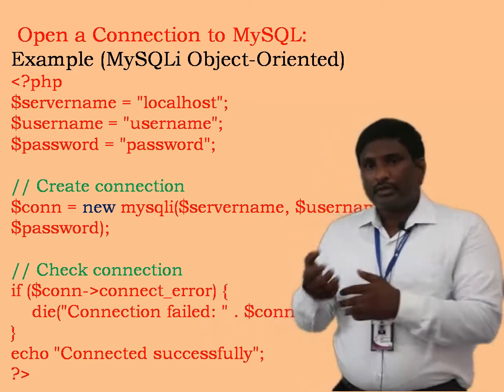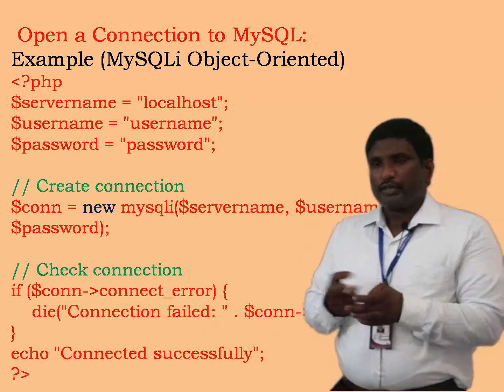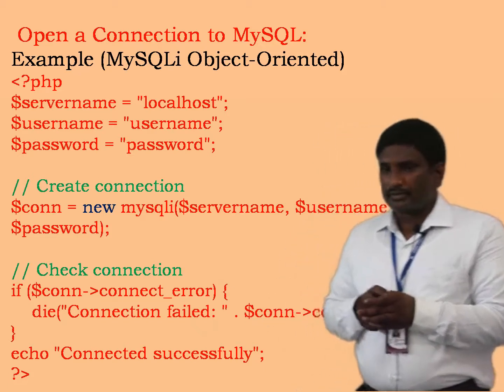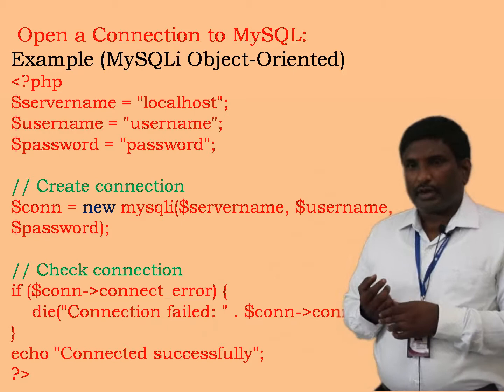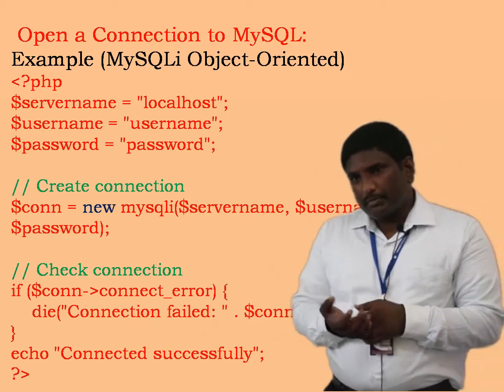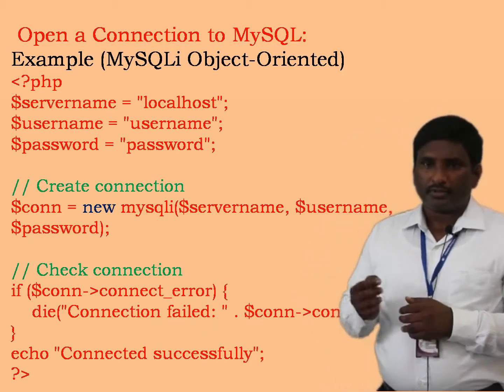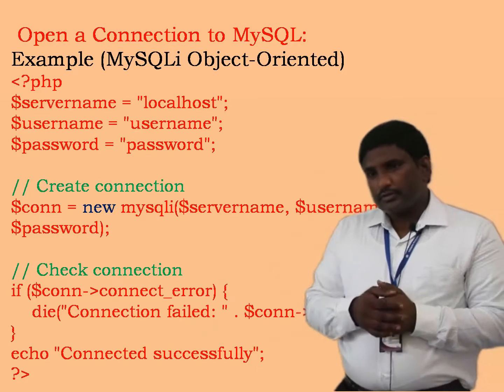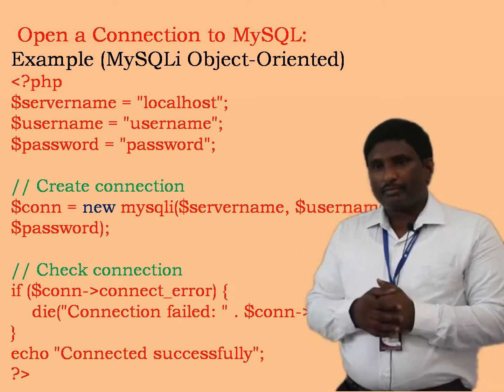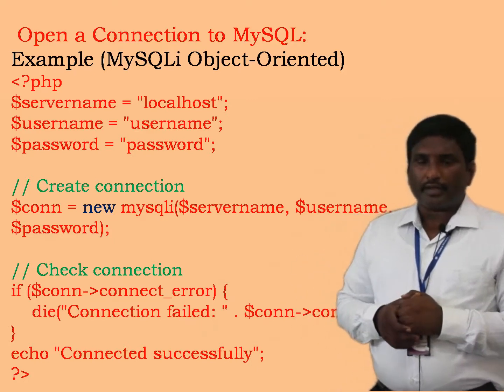Even though we connect to the database like this, a port number is also possible. If you want, you can use a port number. By default, the port number for MySQL is 3306. If you want, you can use the port number as a fourth argument to MySQLi.